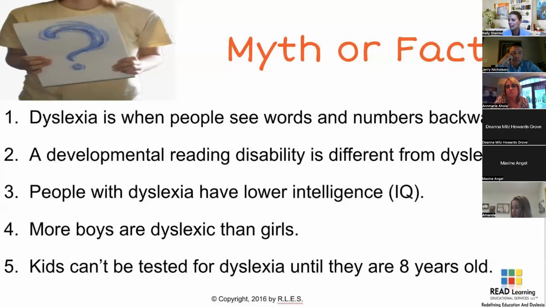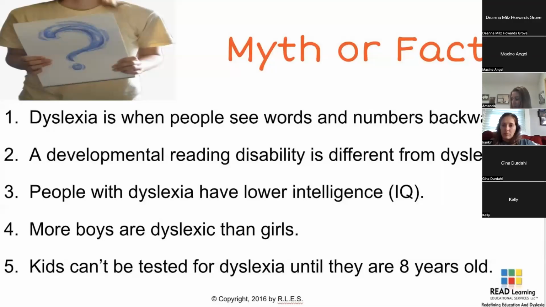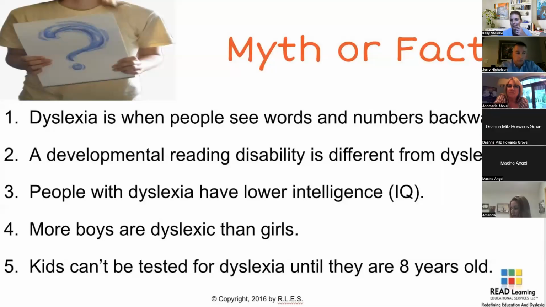Number 5, kids can't be tested for dyslexia till they're 8. You know, 3rd grade hits. A lot of kids are referred for special ed in 3rd grade. It's a big year. Anyone know about this one? This is false. Thanks, Jerry. False. Kids can be tested for dyslexia as young as 5.5. They can be screened for dyslexia as young as 5. So there's a lot that can be done really early.